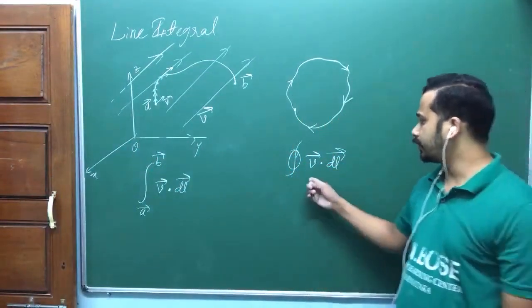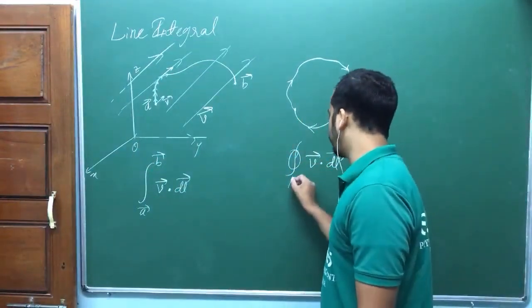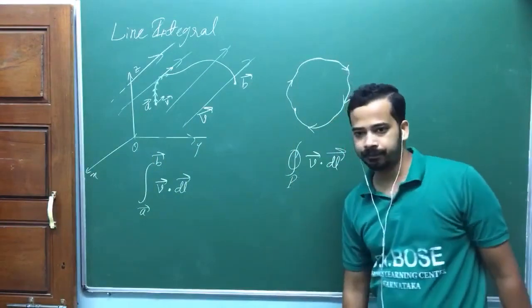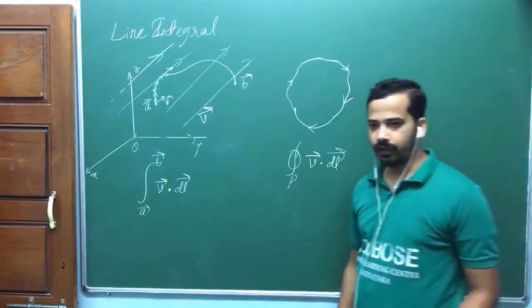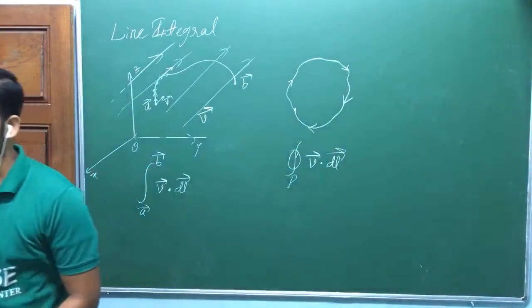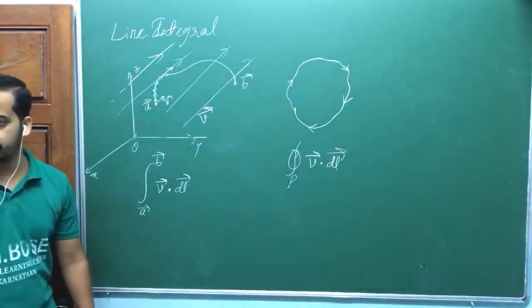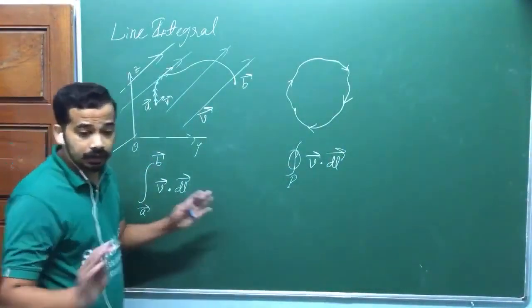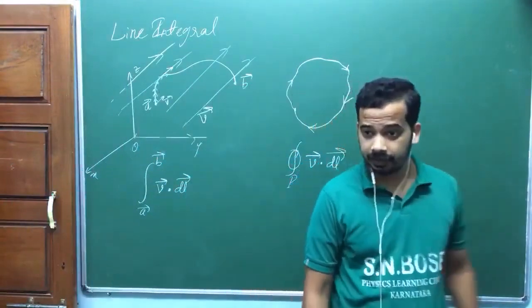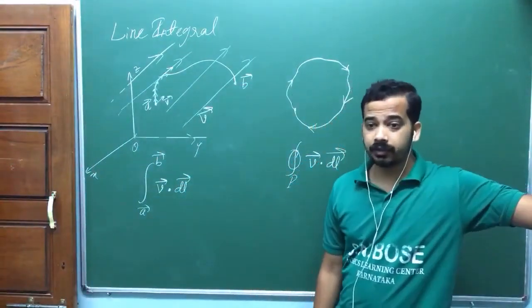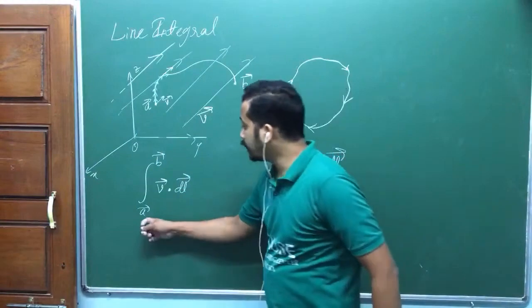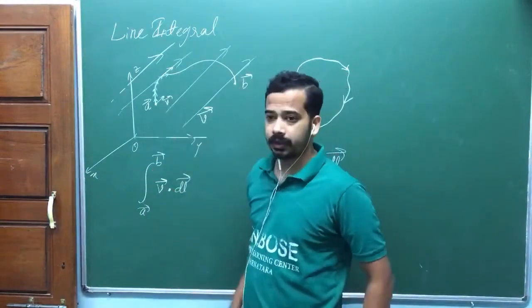whenever you define these integrals, this path should be well defined, okay? Unless you define the path along which you take that path integral, that's a question that will usually arise, okay? But there are some special classes of vector field where this path integral is independent of the path taken.